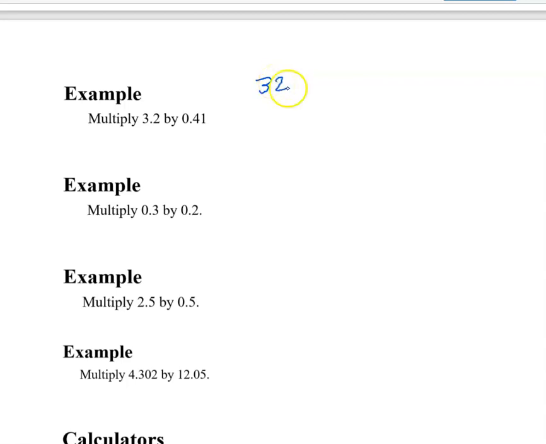3.2, and I'm just going to write the number like a normal number, and I'm going to add my decimal at the end. So here's what I know. This one has one decimal place. This one has two, the 4 and the 1. So we add those together. That means that my answer should have 3 decimal places. And we'll deal with that at the end.